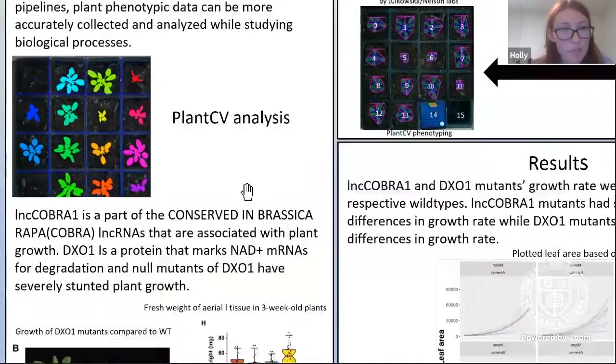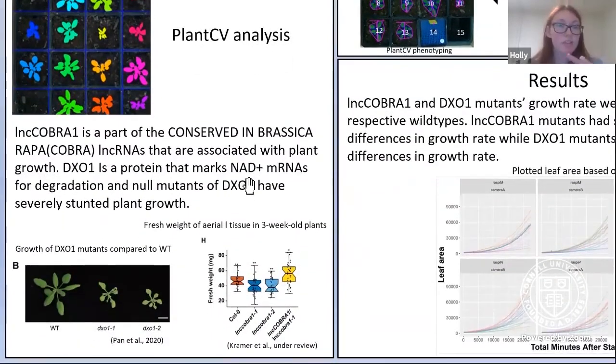So in my experiment, we used Arabidopsis plants and 3 different types of mutants, which includes the first one, which is a reduction of LINC-COBRA1 expression. The second one being a complete deletion of the LINC-COBRA1 related gene, so there'll be no expression in it. And then the third mutant we'll be looking at is a DXO1 mutant, this one here.